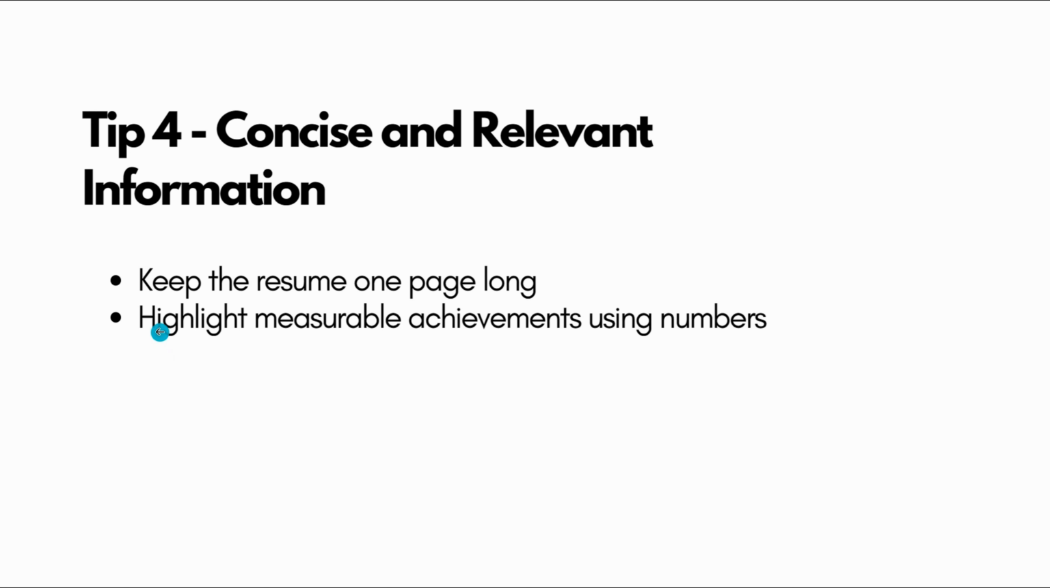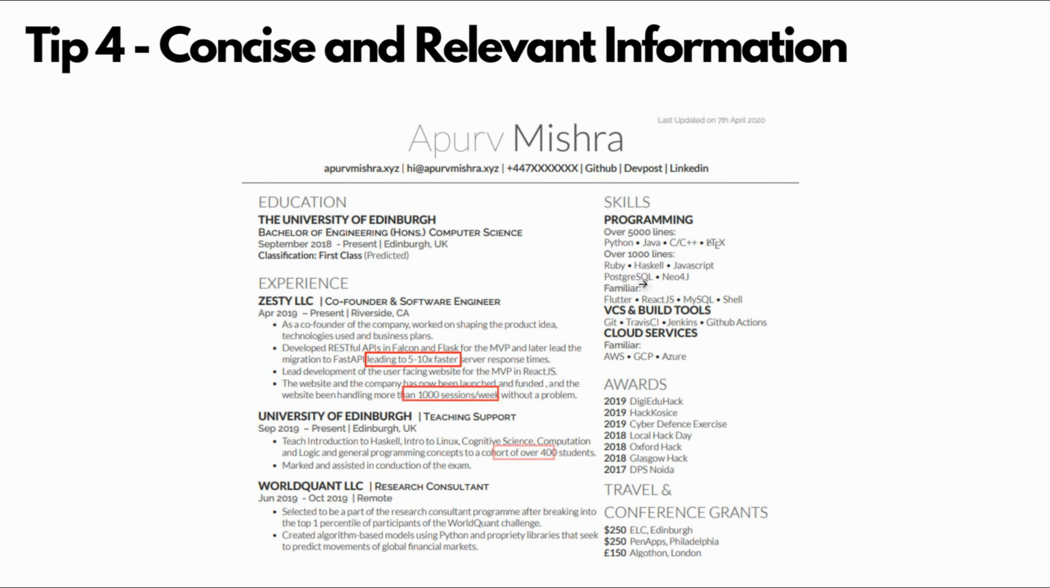The second thing you have to check is to highlight measurable achievements using numbers. Whatever achievements you are mentioning in your resume, or the certifications, or the project summary, or anything that you are mentioning in your summary, make sure that you are expressing your achievements using numbers. What does that mean, numbers? Let's see one example here.